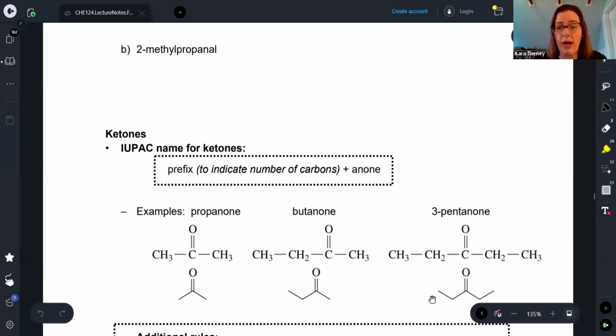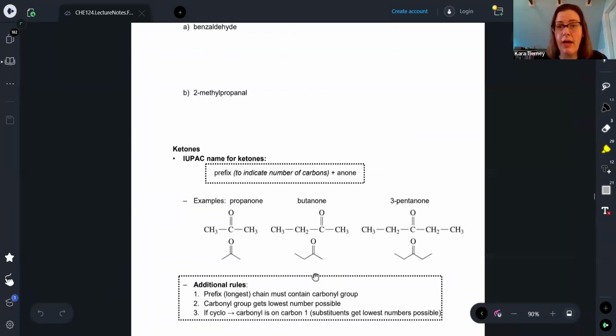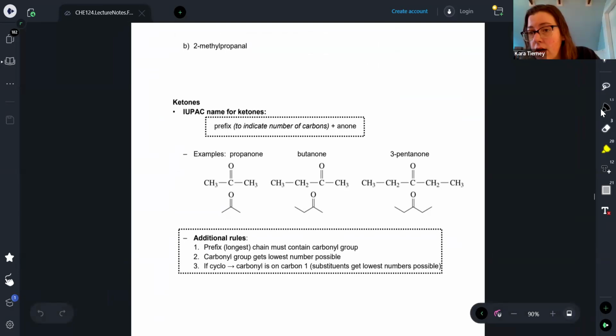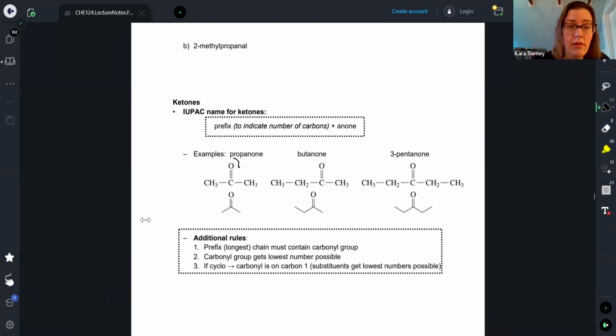Okay, so I am on page 10 of chapter 12. And we covered in class naming aldehydes. Now we're going to talk about naming ketones. Ketones and aldehydes are very similar. So ketones also contain that carbonyl. Hold on, I haven't used this program in a minute. This carbonyl right here, C double bond O.